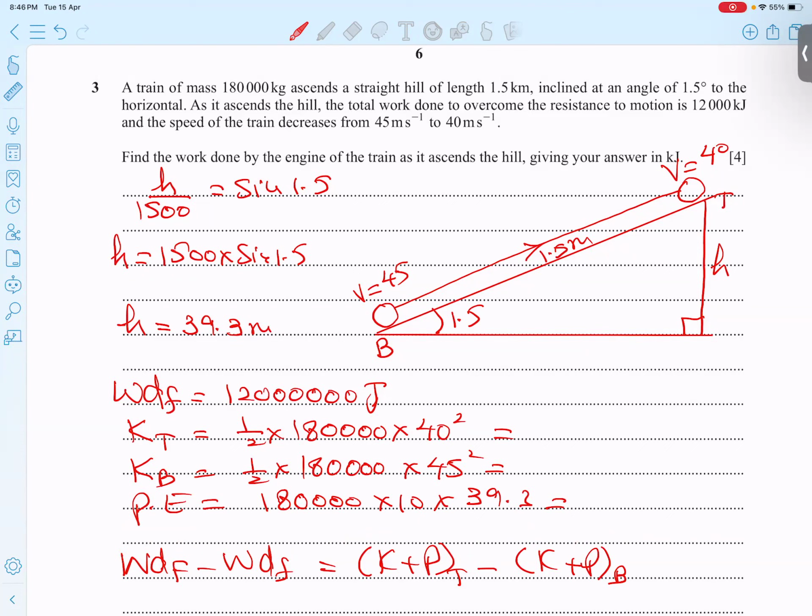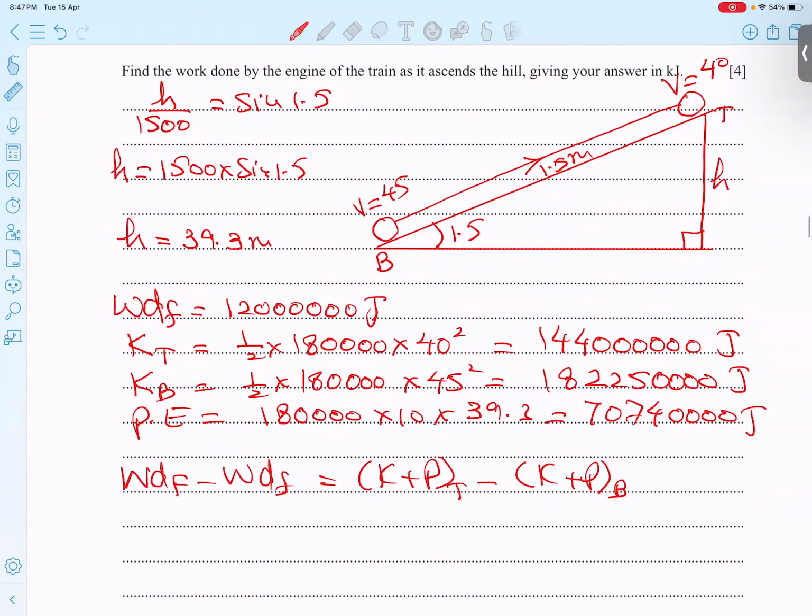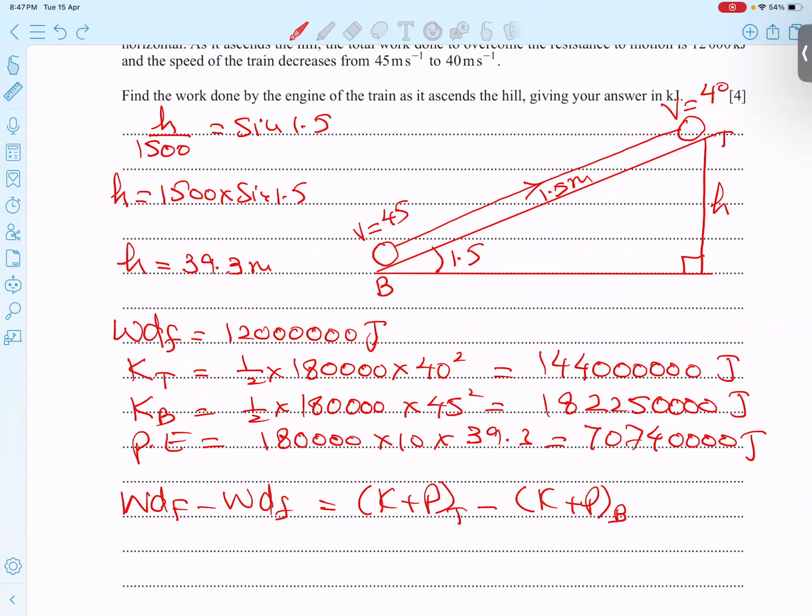Half into 18 and 4 zeros into 40 to the power 2. I'm getting here 144 and 6 zeros joules. Let me check, correct. Next one, for 45 squared, I'm getting 18225 and 4 zeros joules. And then the last one, multiplying by 39.3, I'm getting 7074 and 4 zeros joules. Now, students, you may ask, what is the potential energy at the bottom? Because the height is zero, it is zero.